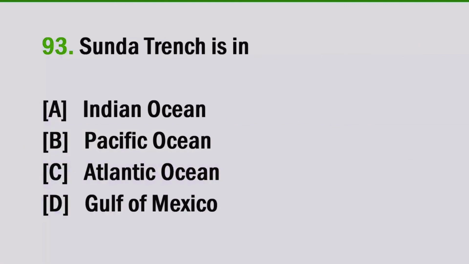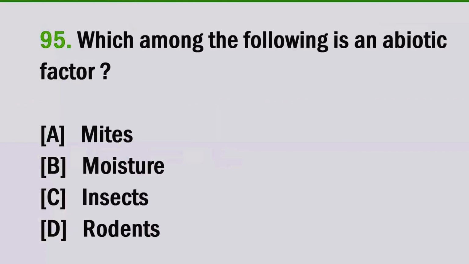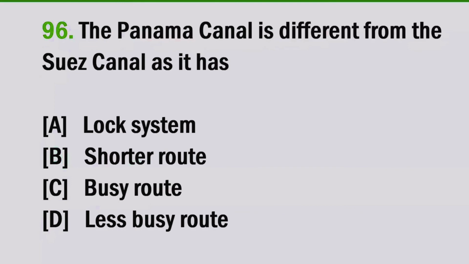Sundarbans is in. Answer A. Indian Ocean. Select the correct direction of Sirocco storm. Answer A. Sahara to Mediterranean Sea. Which among the following is an abiotic factor? Answer B. Moisture. The Panama Canal is different from Suez Canal as it has. Answer A. Lock system.